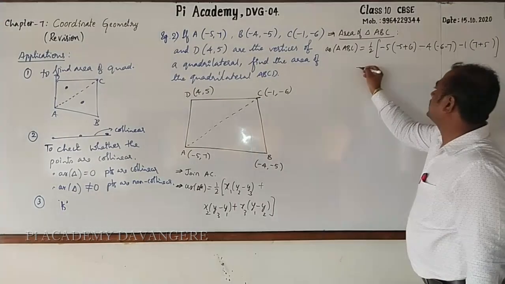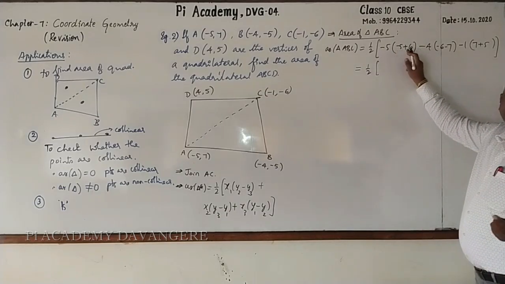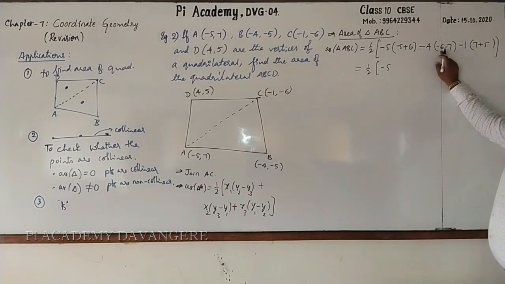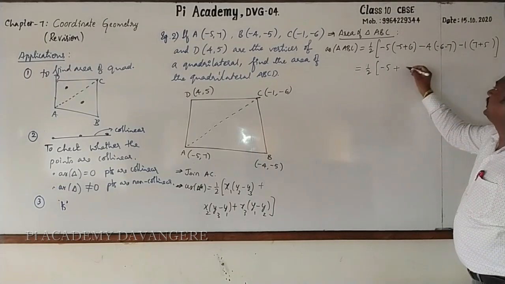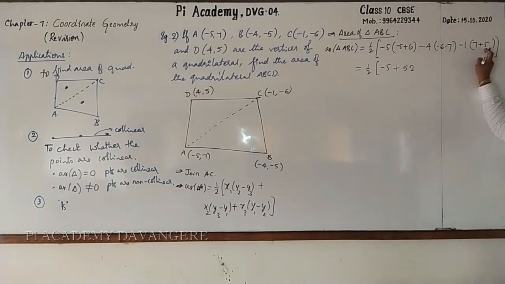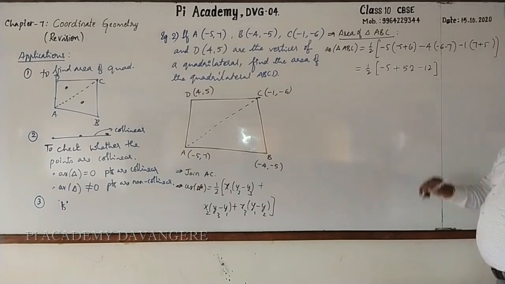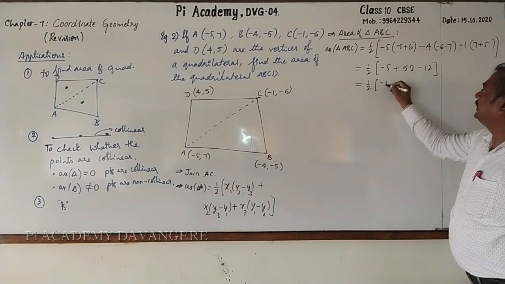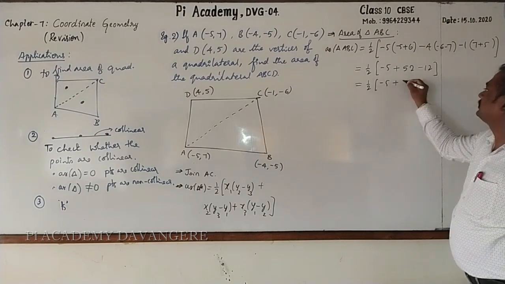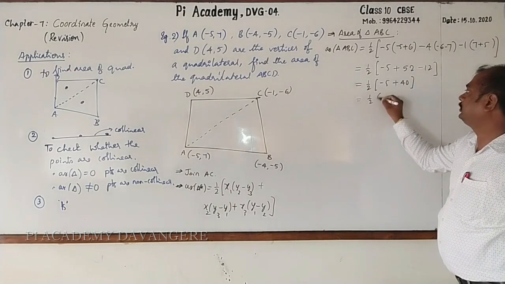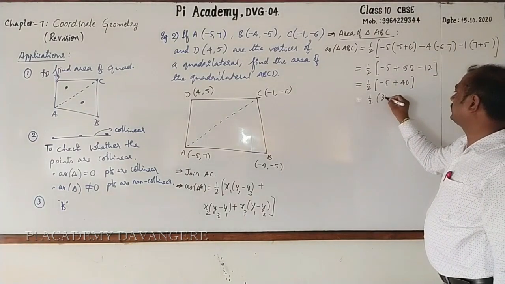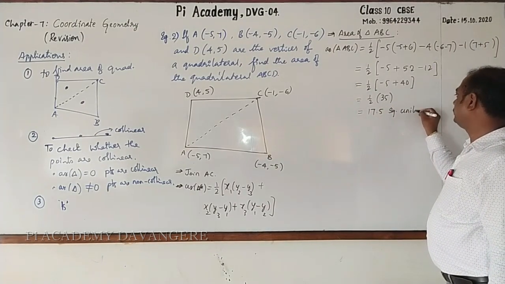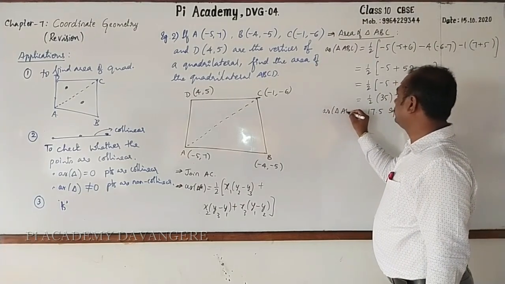Got it? This is equal to half into, what is minus 5 plus 6? It is 1. 1 into minus 5, minus 5. Minus 6 minus 7, minus 13. Minus into minus plus, 13 fours are 52. 7 plus 5, 12. 12 into minus 1, minus 12. It is equal to half into minus 5 plus 52 minus 12, which is 35. It is equal to 1 by 2 into 35, which is 17.5 square units. This is the area of triangle ABC.